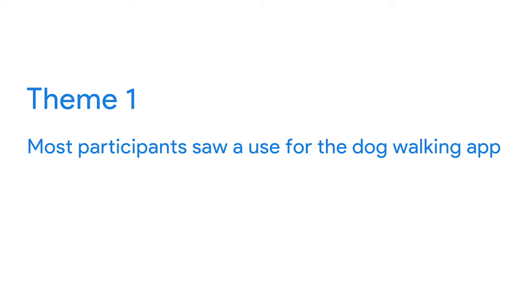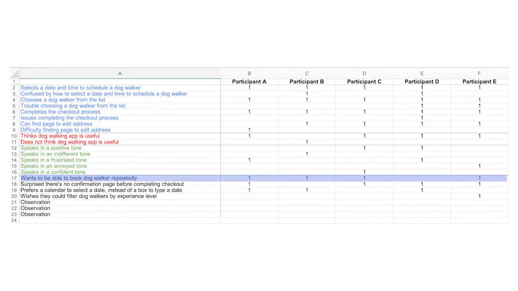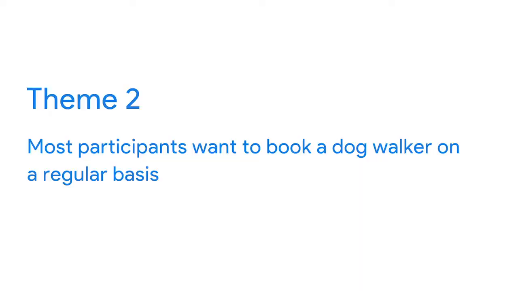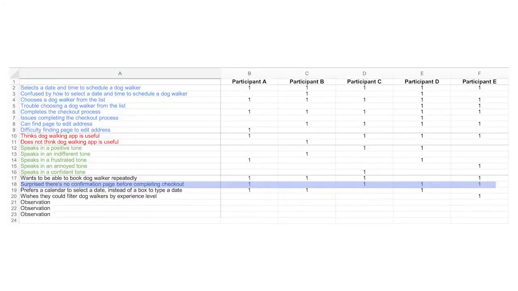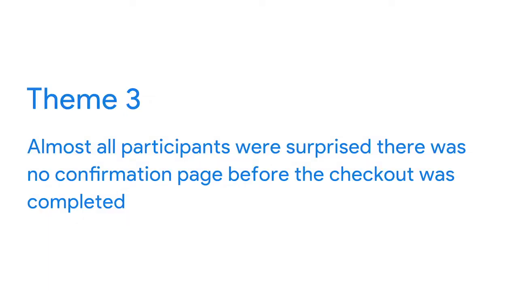Let's try another one. The observation in row 17 is, wants to be able to book dog walker repeatedly. So our theme might be, most participants want to book a dog walker on a regular basis. How about one more? The observation in row 18, surprised there's no confirmation page before completing checkout. So our theme for this one would be, almost all participants were surprised there was no confirmation page before the checkout was completed.